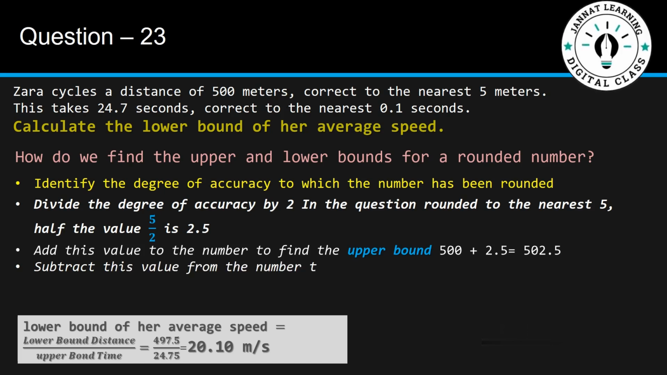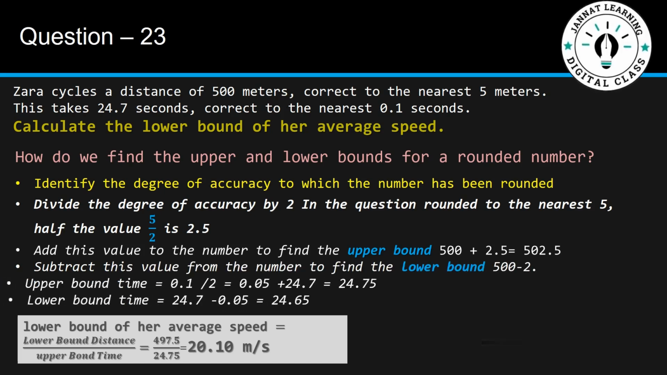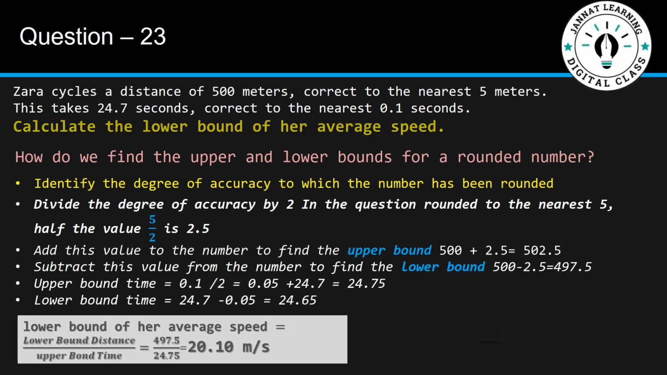Subtract this value from the number to find the lower bound. 500 minus 2.5 is equal to 497.5. Upper bound time equals 0.1 over 2 equals 0.05 plus 24.7 is equal to 24.75. Lower bound time equals 24.7 minus 0.05 is equal to 24.65.